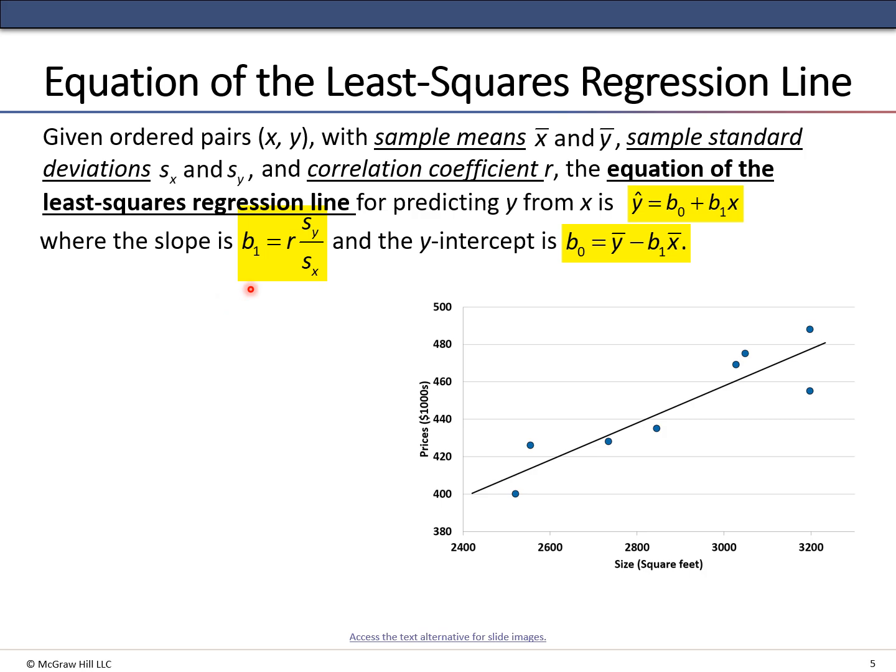So b1 equals the correlation coefficient times the standard deviation of the y values over the standard deviation of the x values. And the y-intercept value, b sub 0, is the mean of the y values minus b sub 1 times the mean of the x values.